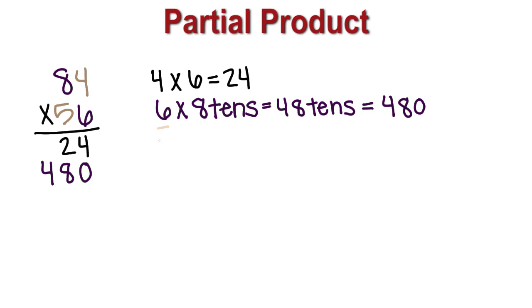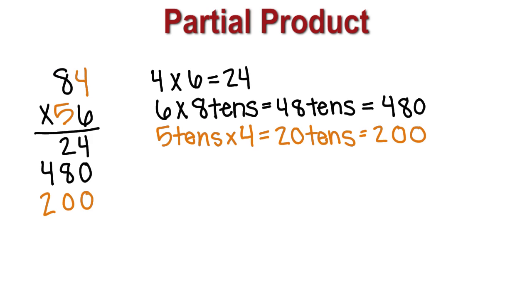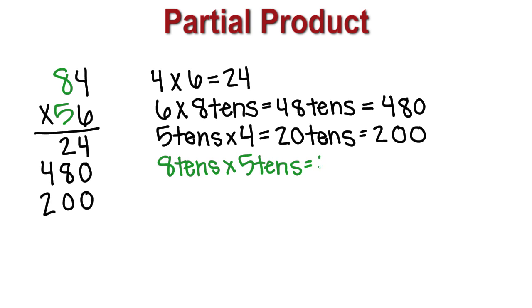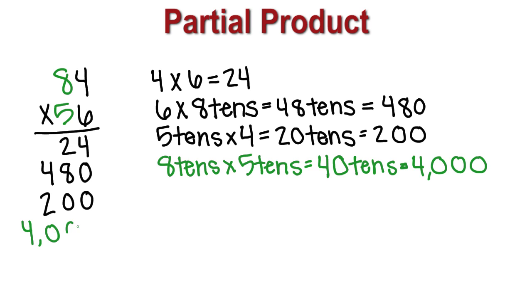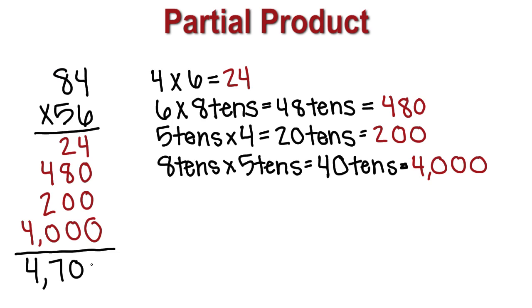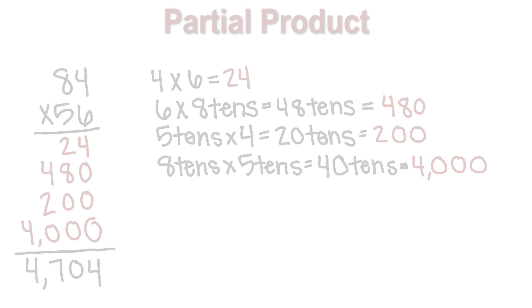Next, we multiply 5 tens by 4 to equal 20 tens, which is 200. Then we multiply 8 tens by 5 tens to total 40 hundreds, which is 4,000. Finally, we add all the parts of the product. We add 24 plus 480 plus 200 plus 4,000. This method is called partial product. We found different parts of the product and added them together.